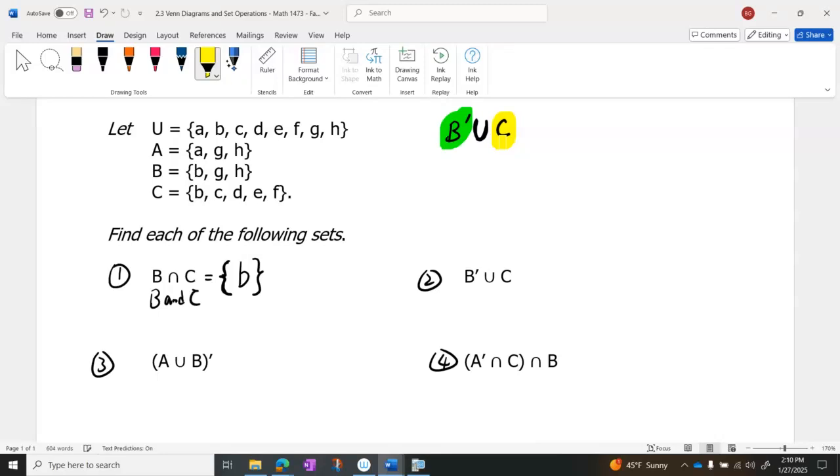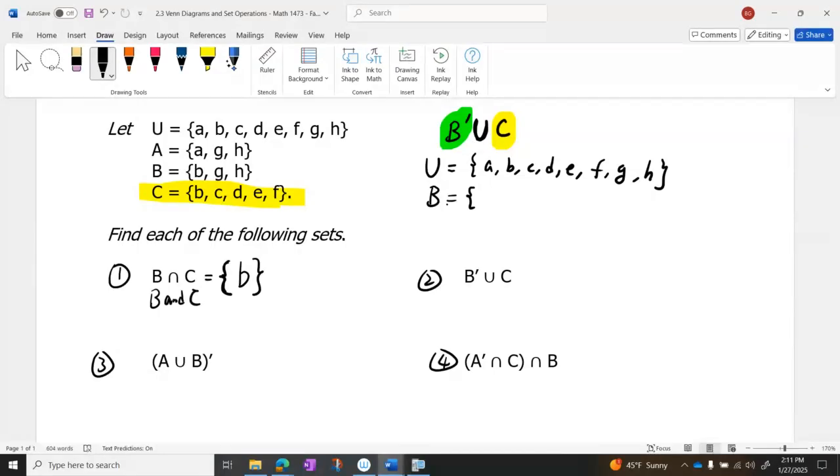All right. The yellow set is given, set C, but the green is not given. We have to figure it out. So let's figure out what is B prime first. We have the universal set U. It has A, B, C, D, E, F, G, H. It does not take you too much time to write a universal set on your scratch paper. It does not take too much time to write set B either. So set B has B, G, H.